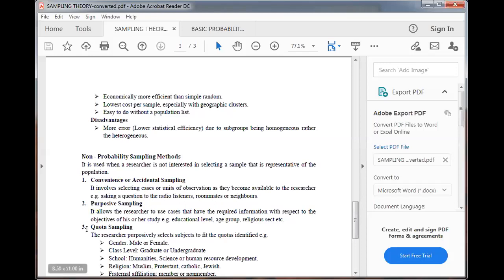Then we have got another one we call the quota sampling. The quota sampling is where certain items must be selected. Like in Kenya, you have heard about this thing of a third rule, whereby if it is an interview, there must be a female. A third of those who are going to be hired must be female. So you will find there is some dictation here.